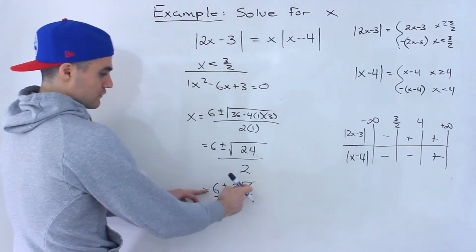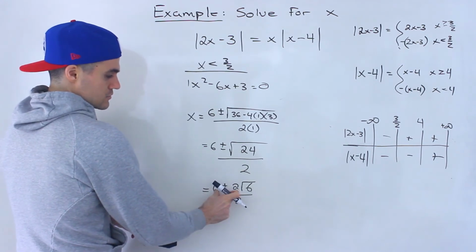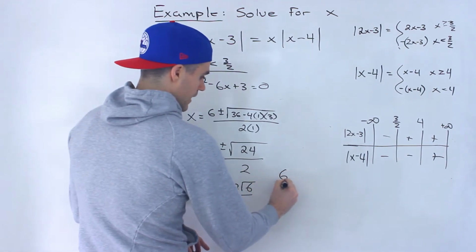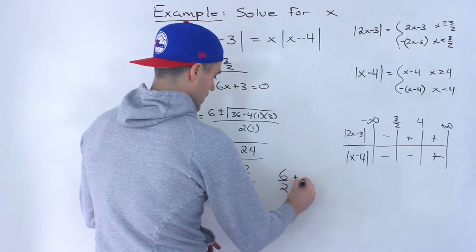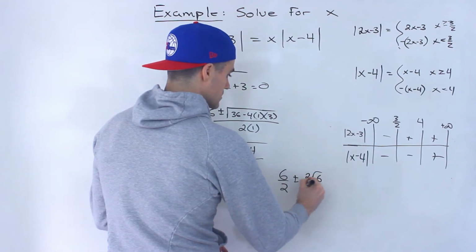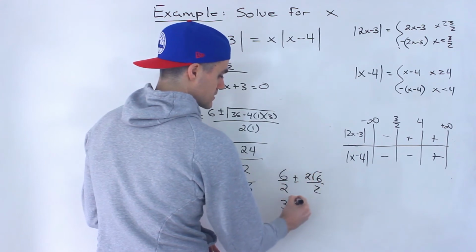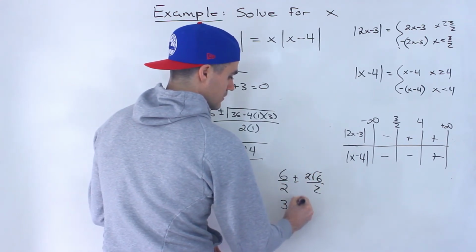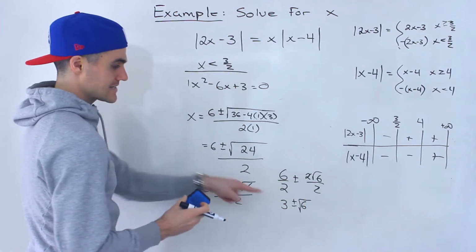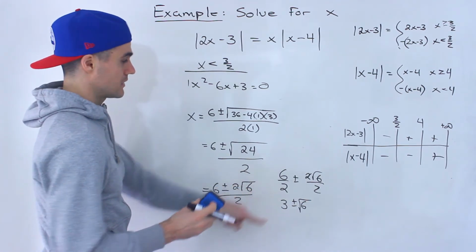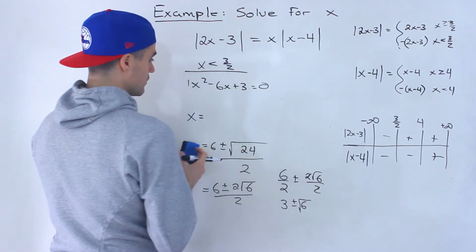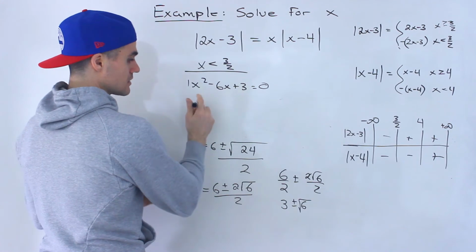Then from here, we could factor out a 2 from both of these terms, or we could split this up as 6 over 2 plus or minus 2 root 6 over 2. Notice this would just be 3. These 2's cancel out. So we'd end up having x equaling 3 plus or minus root 6. Those are what the solutions would be to this.